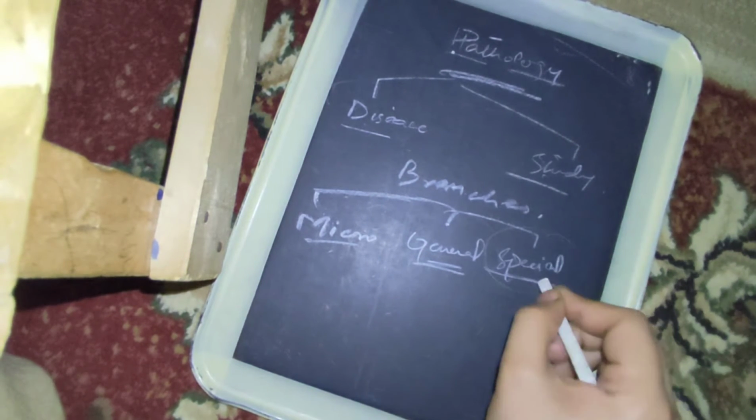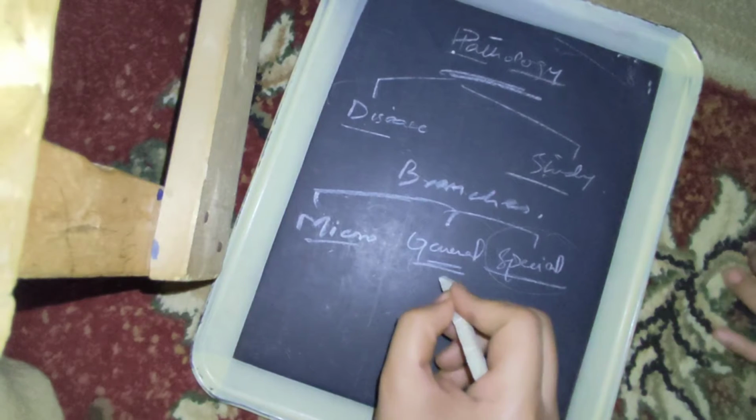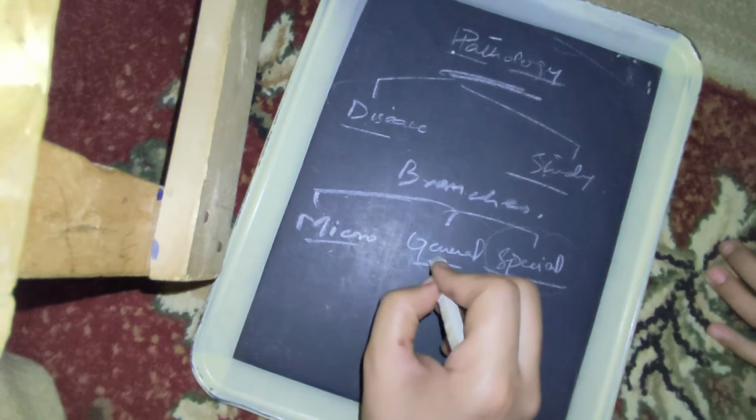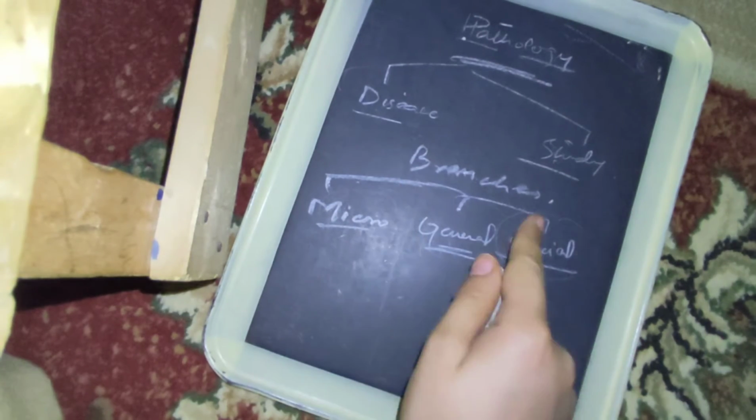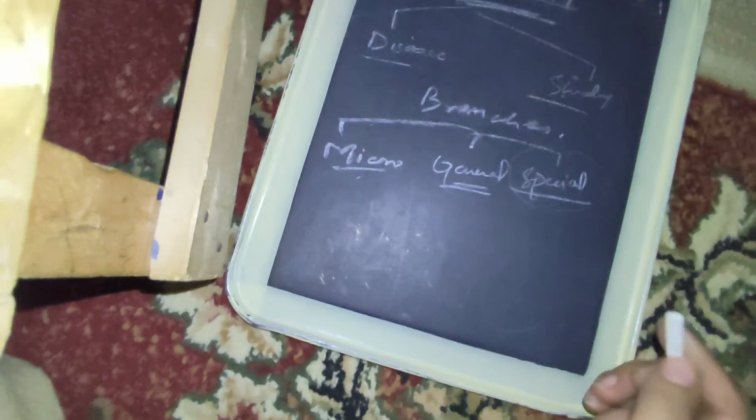Okay, this is the course of the 4th year. The course of the 3rd year is general pathology or histopathology, and microbiology. And there are many more branches, I'm not going to discuss them right now.